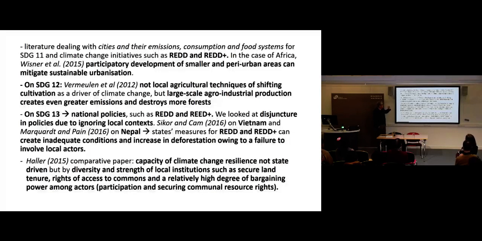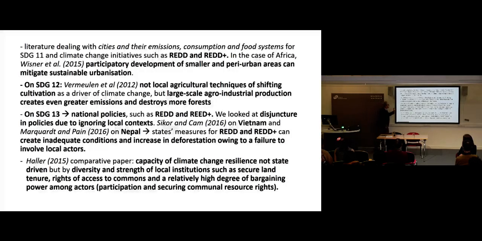Climate change initiatives such as REDD and REDD Plus. We had a very interesting text from Wiesen et al. 2015 regarding participatory development of smaller peri-urban areas. As these are actually urbanized, smaller urbanization tends to be much better also in the context of climate change mitigation than these large settings.